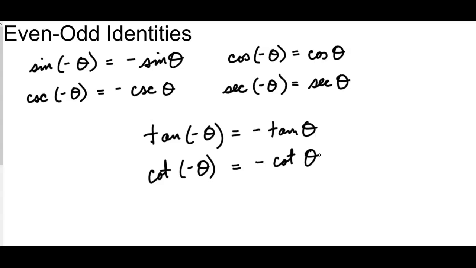So a lot of times you'll use these if you have something you're trying to prove and it's sine negative theta. You don't want it to be that. You want to simplify it, and so you'll use these even odd identities.